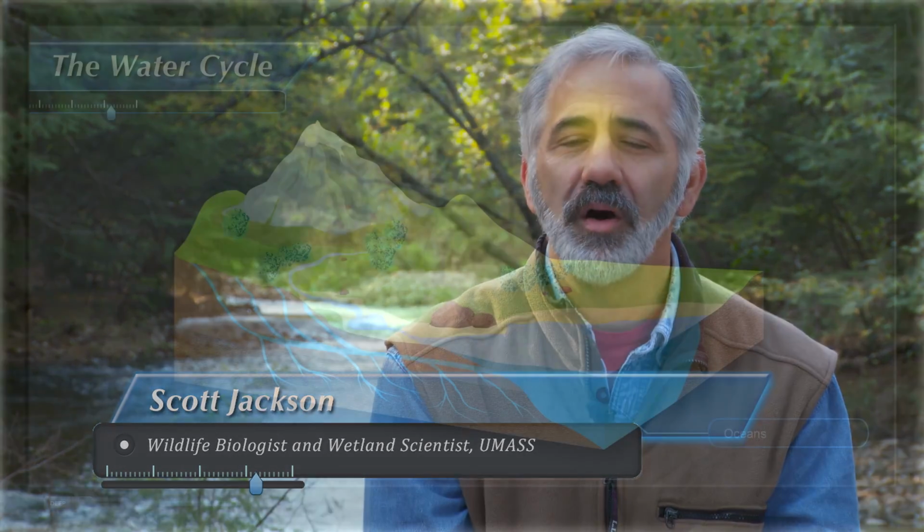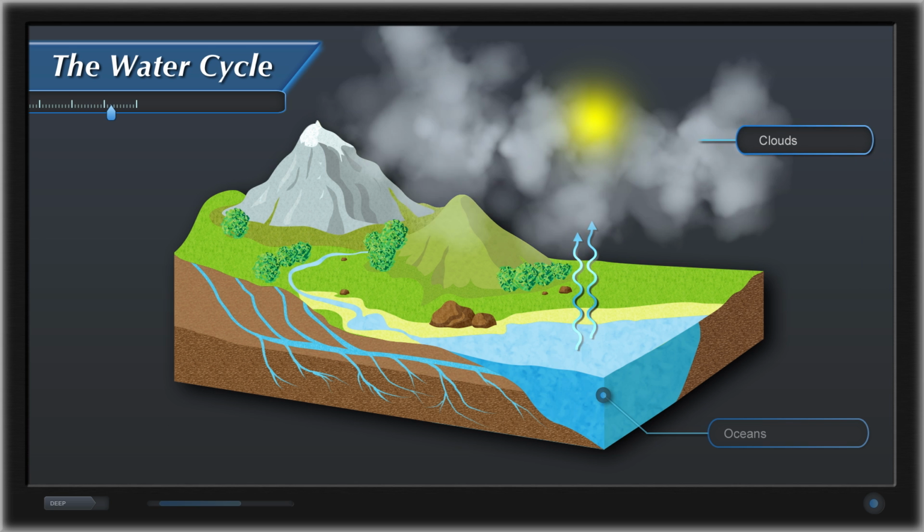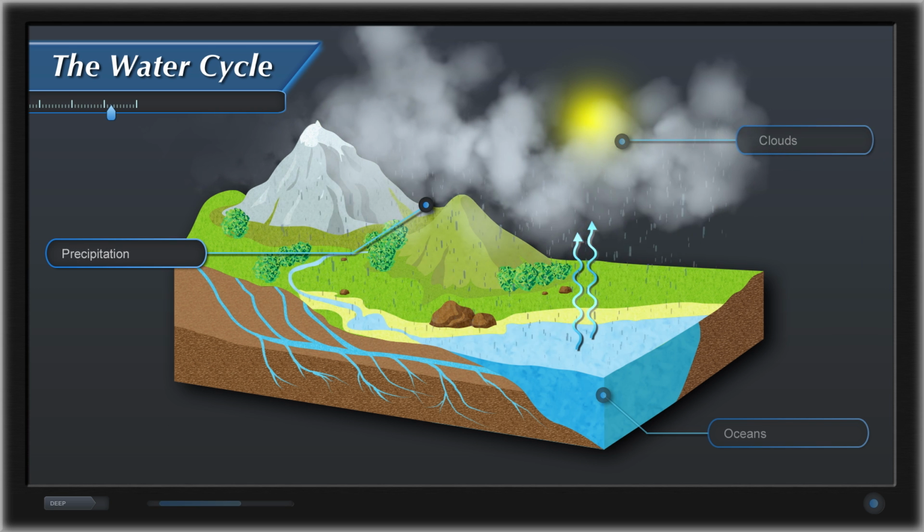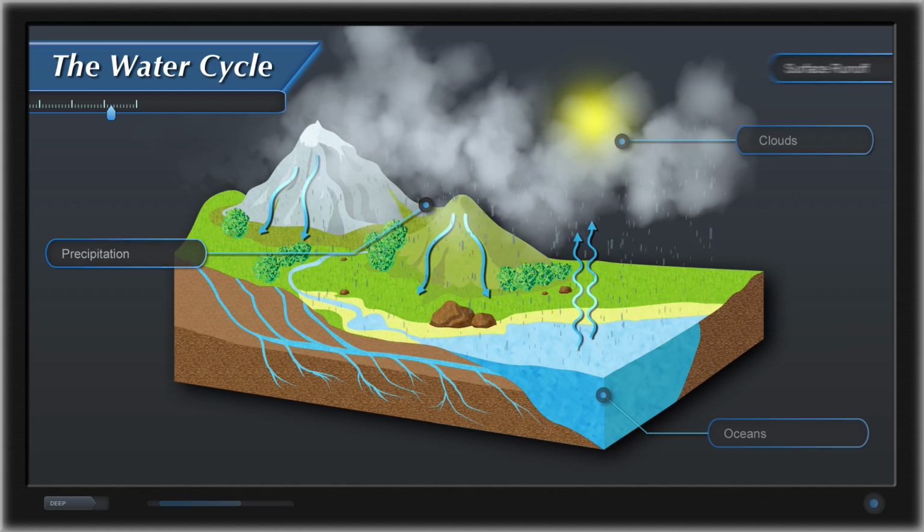Many people learn about the water cycle in grade school, and it's still pretty much true today the way that we learned it back then. That water is transported in the air, often from the oceans, where it forms clouds, and then rains down upon the earth, and then moves through the landscape in a variety of different ways.